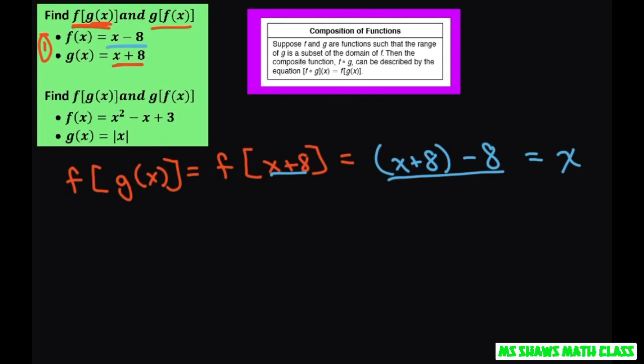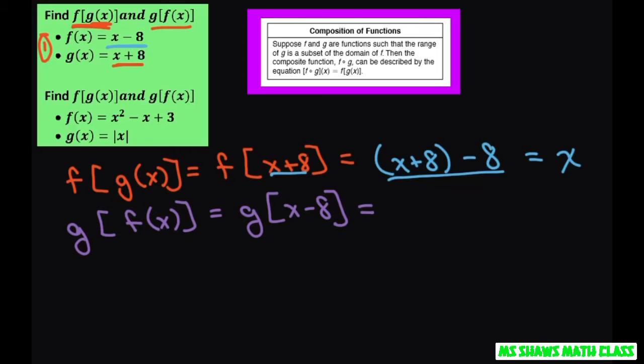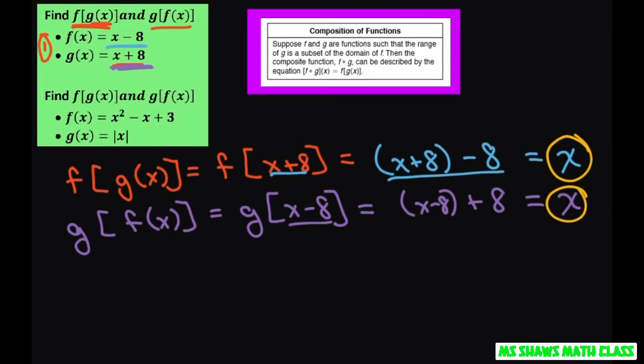Now, let's go the other way. Outer function is g. Your inner function is f(x). So now we have g(x minus 8). So write down your g, because that's your outer function, and that's plus 8, and input your minus 8. When you simplify that, you get x. When this happens, by the way, this means these two functions are inverses of each other.